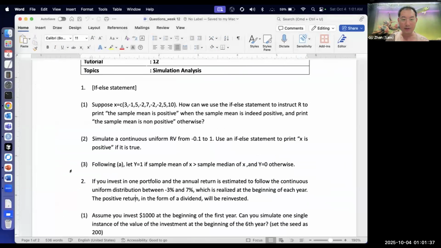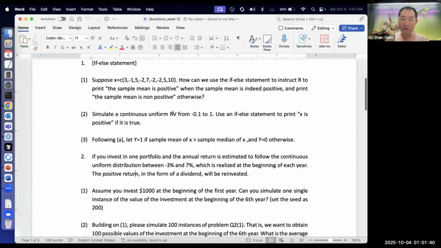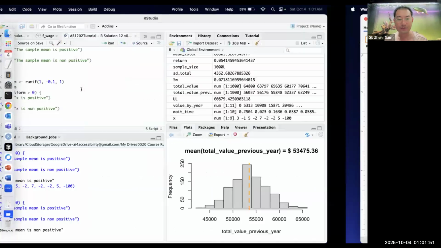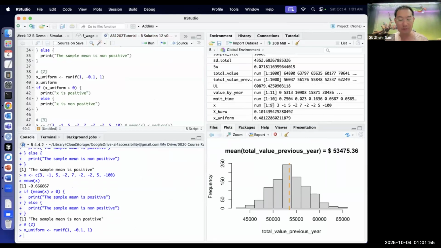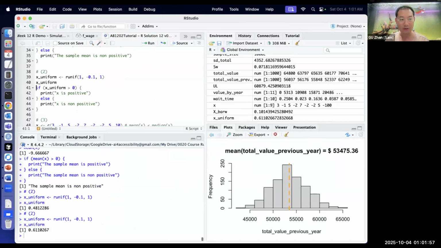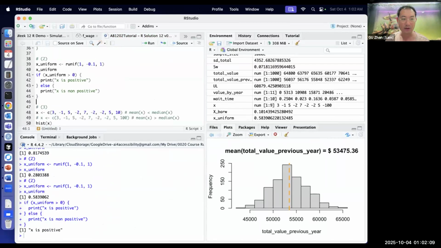The second one is to simulate a continuous uniform random variable from -1 to 1, so it's the minimum and maximum. Use the if else to print x if positive. Print x is positive if it is true. Okay, uniform distribution. We run it again. So if x uniform is greater than 0, print this. So this is 0.5, so it's positive.